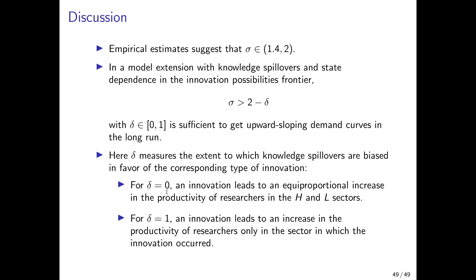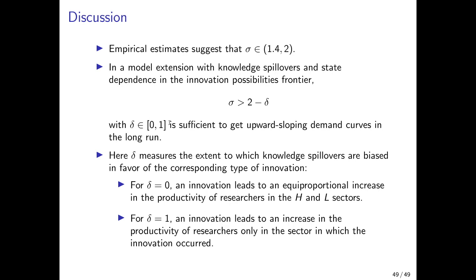If delta is 0, then actually an innovation, irrespective of whether it occurs in the H or L sector, would lead to an equiproportional increase in the productivity of researchers in both sectors. So then there would not be a bias in the intertemporal knowledge spillovers in the favor of one sector. If delta, by contrast, were equal to 1, then an innovation in the H sector would only lead to an increase in the productivity of researchers in the H sector in the future, and not to an increase in productivity of the researchers working in the L sector. So that would be the other extreme.